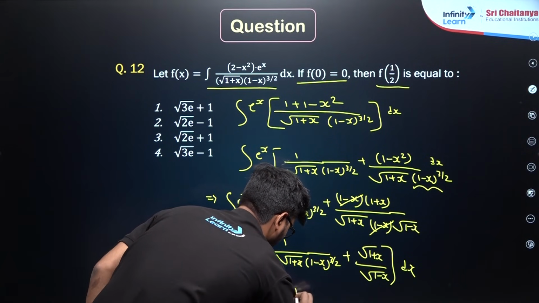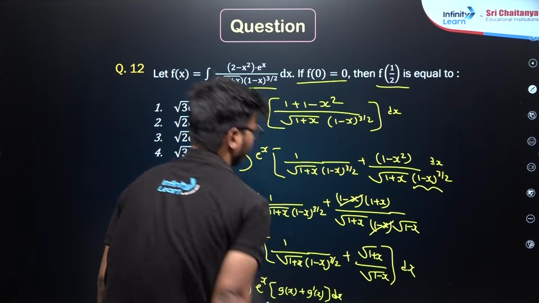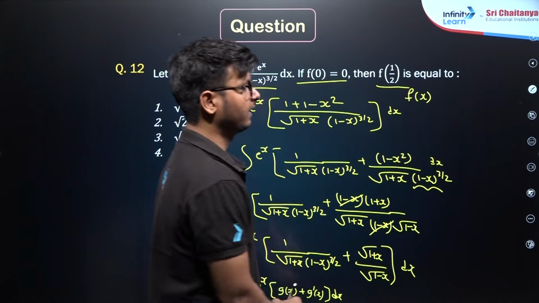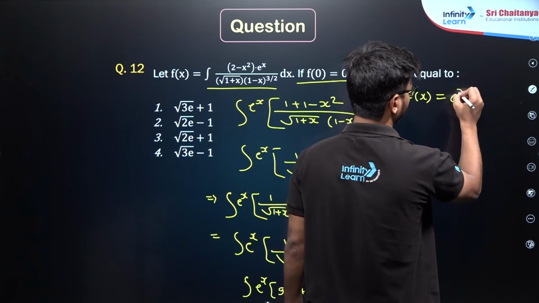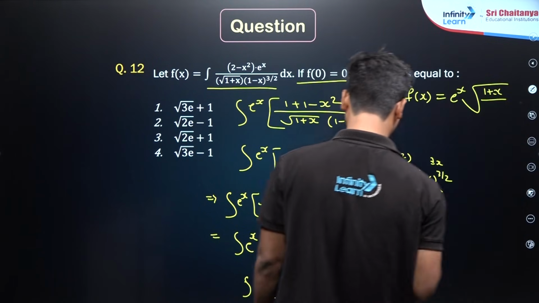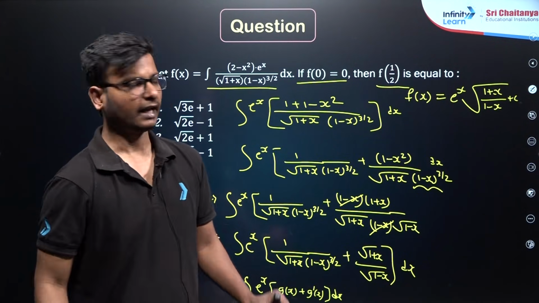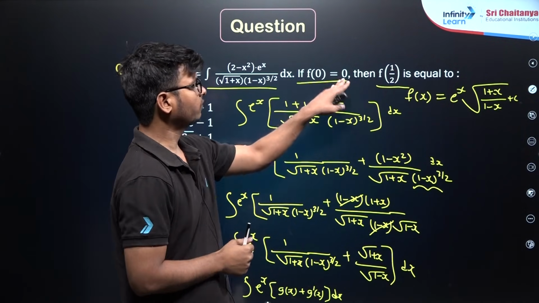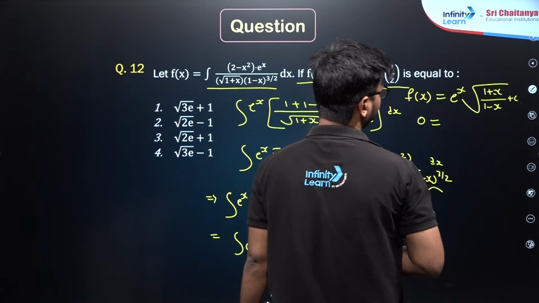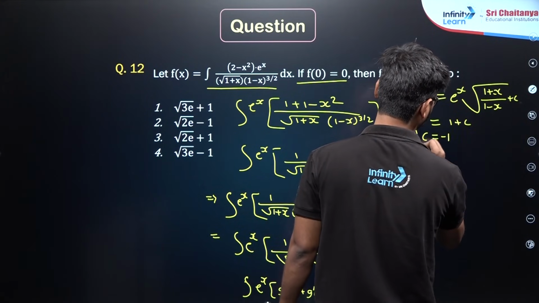Now this is the form of integration e to the power x, g of x plus g dash of x, dx, correct. So at the last we are going to get f of x equals e to the power x under root of 1 plus x upon 1 minus x, plus c, correct. Now we are given the condition that f of 0 equals 0. Let's put that condition. So f of 0, we get 0 equals, here e to the power 0 is 1, so we are getting 1 plus c. So basically we are getting the value of c as minus 1, correct.